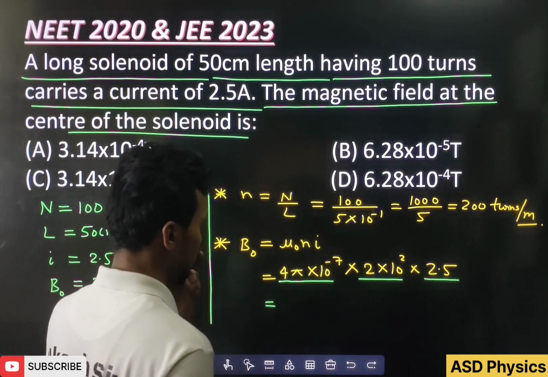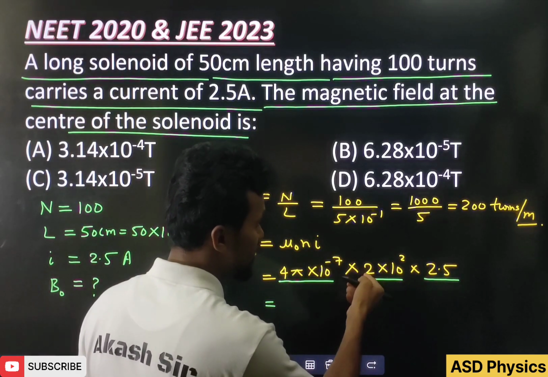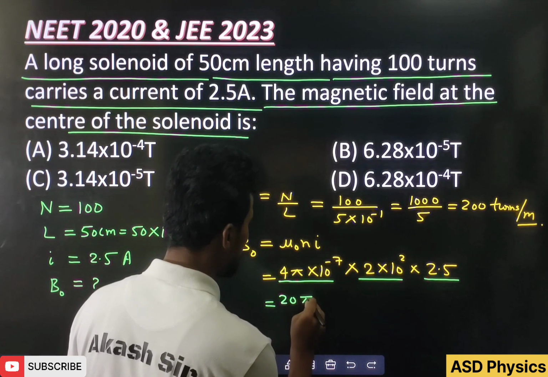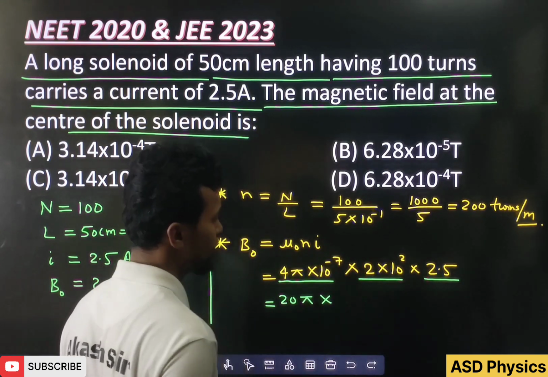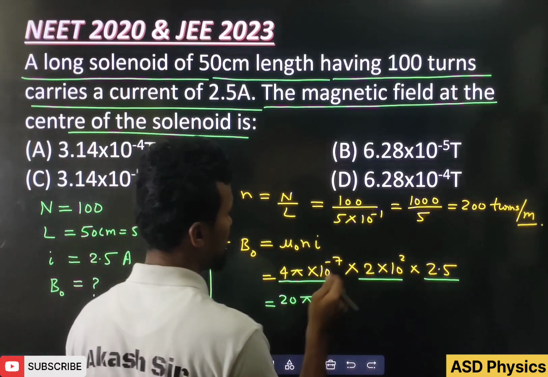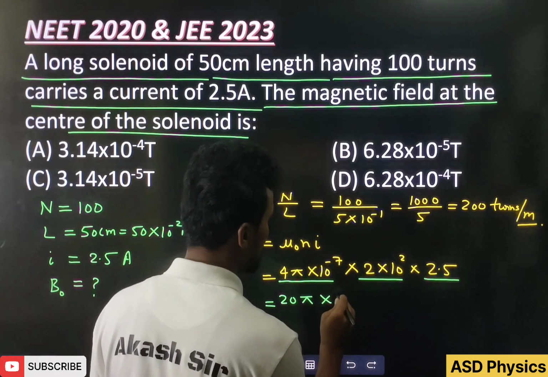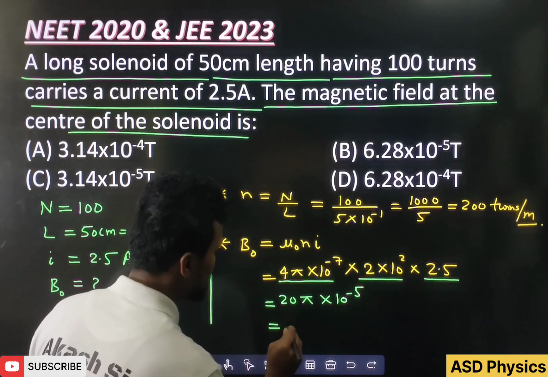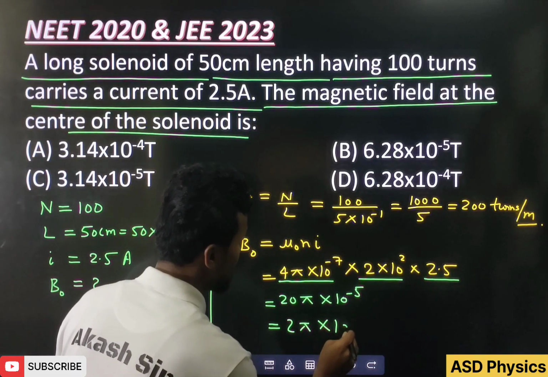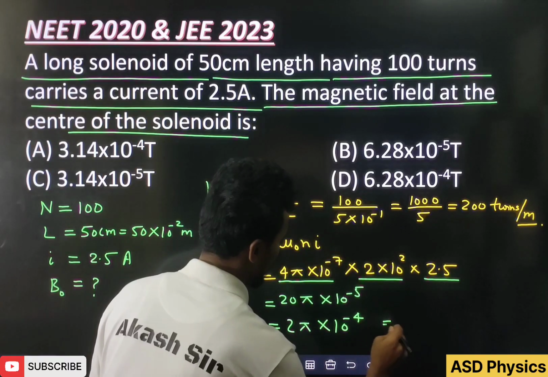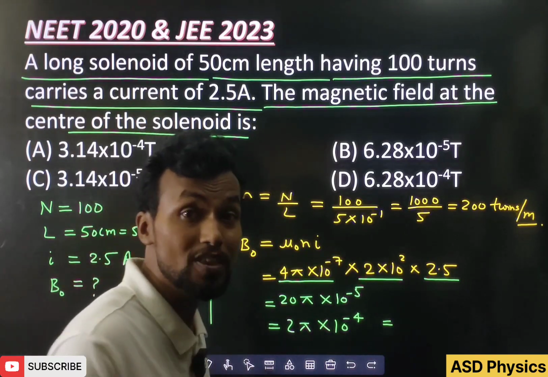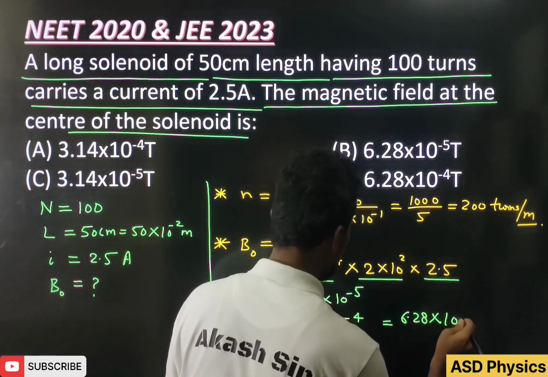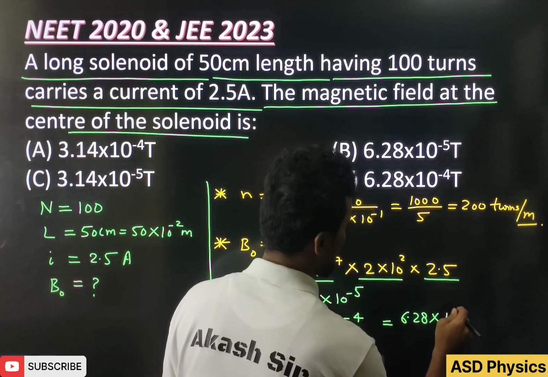Let's collect the numbers first. 2.5 into 2 is 5, 5 into 4 pi is 20 pi. Collecting the powers, 10 to the power minus 7 and 10 to the power 2 become 10 to the power minus 5. Or we can write 2 pi into 10 to the power minus 4, and 2 pi means 2 into 3.14, which is 6.28 into 10 to the power minus 4.